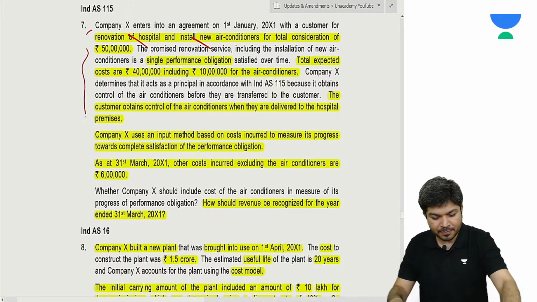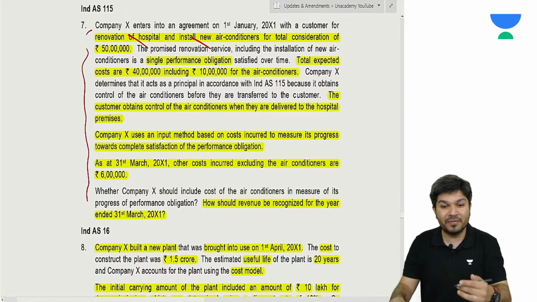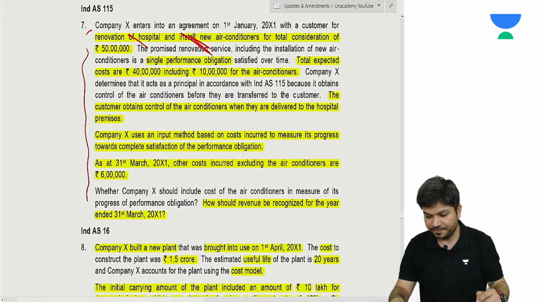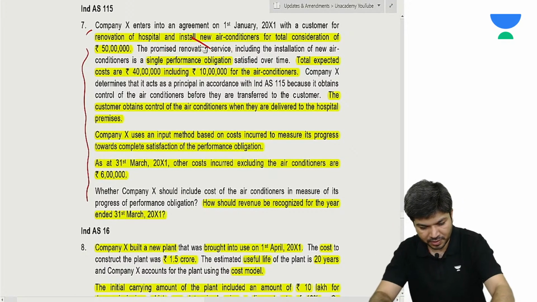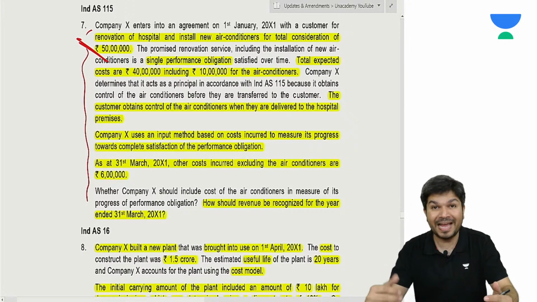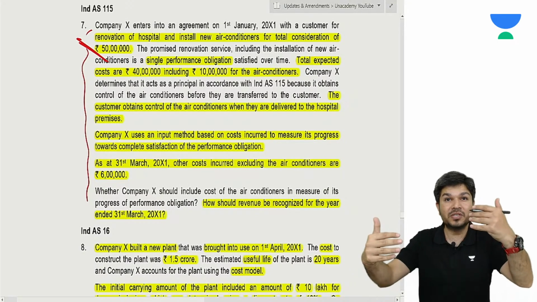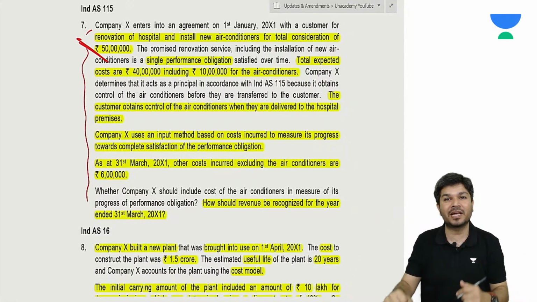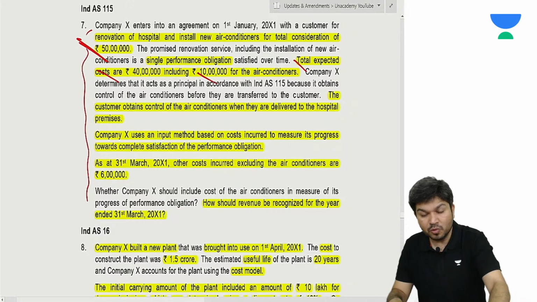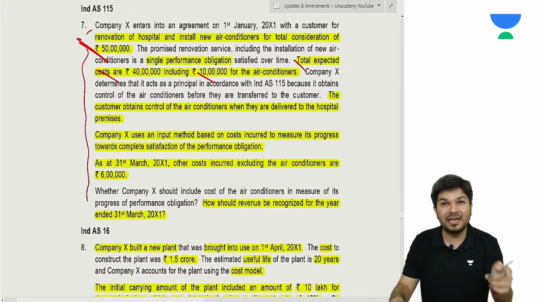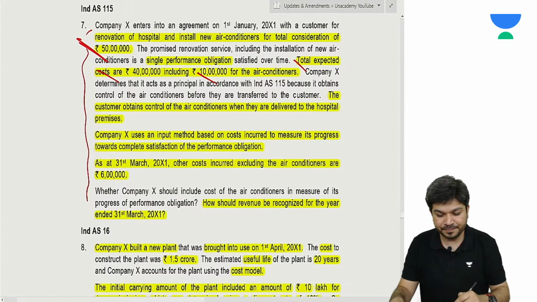So this is the same question. Instead of elevator, the word is air condition. And it is treated as a single performance obligation. So now pay attention. Let me just take it. 50 lakh is your total price. You have to do renovation and new fitting. Once renovation is done, then the new air condition can be installed. And cost will be total 40 lakh, including 10 lakh air condition. So can I say 30 lakh renovation, 10 lakh air condition?